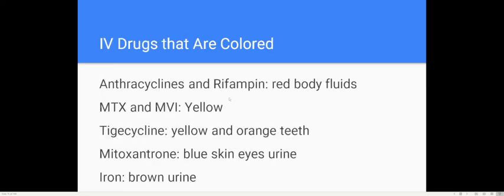Drugs that are actually colored though, anthracycline and rifampin can turn your body fluids red. Methotrexate and MVI can turn your urine yellow. Tigecycline causes yellow and orange teeth. Mitoxantrone can give you blue skin, eyes, and urine. Which is kind of interesting, seeing blue skin or eyes from a drug. You don't see that too often. And iron can turn your urine brown.